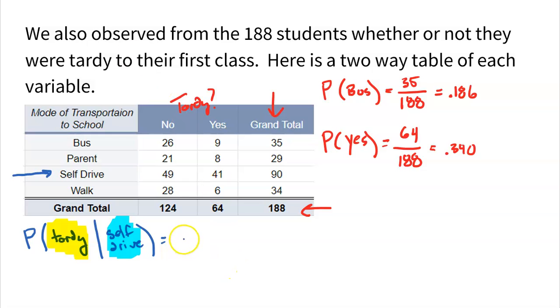Now, how does this change? Well, what actually changes is my denominator because I'm only allowed to look at the 90 kids who drove themselves to school. I'm sorry, I said that wrong earlier. I'm only allowed to look at the 90 kids who drove themselves to school.